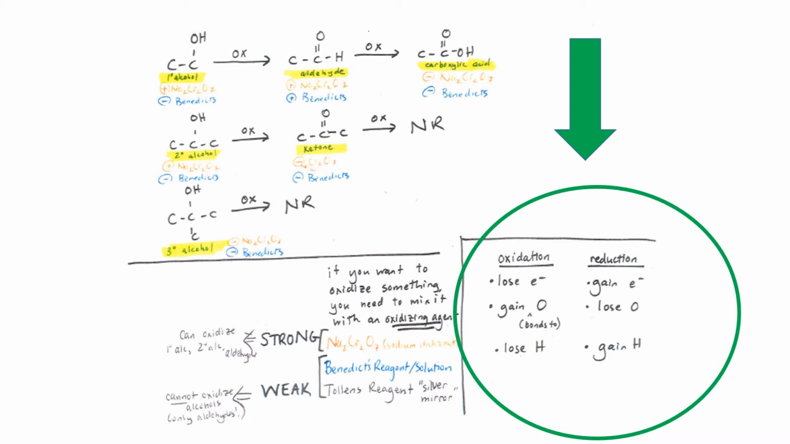Reduction is the opposite. It continues to be the opposite of oxidation. So if oxidation is gaining bonds to oxygen, then reduction is losing bonds to oxygen. If oxidation is losing hydrogen, then reduction is gaining hydrogen. And hopefully this makes sense to you. Carbon needs 4 bonds. So in reduction, if carbon loses bonds to oxygen, then it needs to gain bonds to something and that something is H.